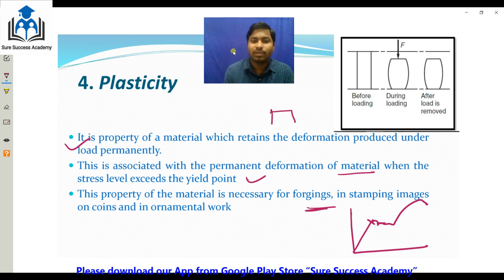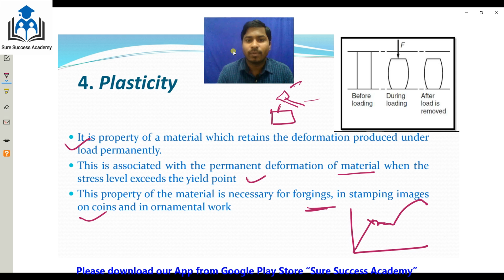Forging, what are you doing? You heat the metal to some temperature, and after that you put the hammers and hit it, right? That is used in plastic deformation, and in stamping of images, coins, and ornamental works. In those times plasticity is very important. It is the property of the material which retains its deformation under the load permanently.